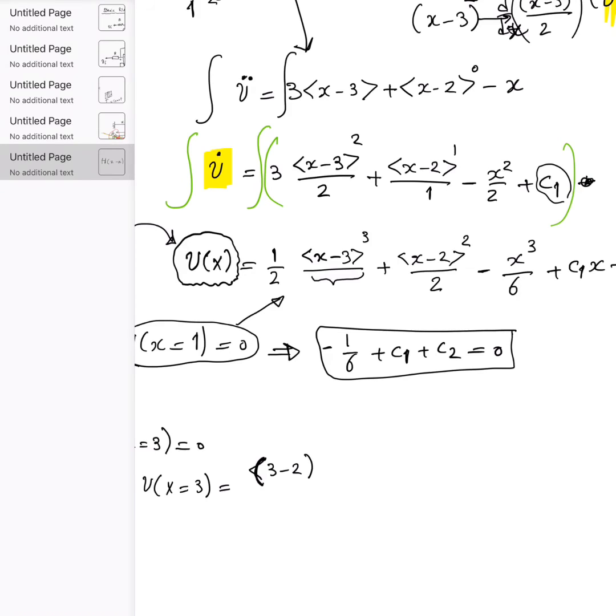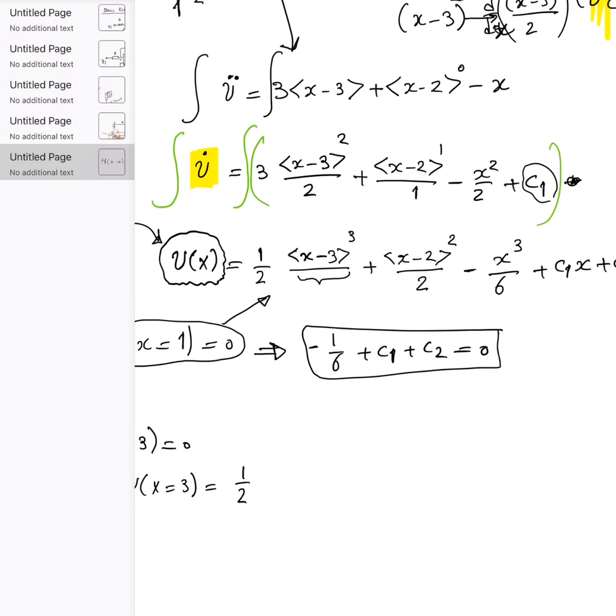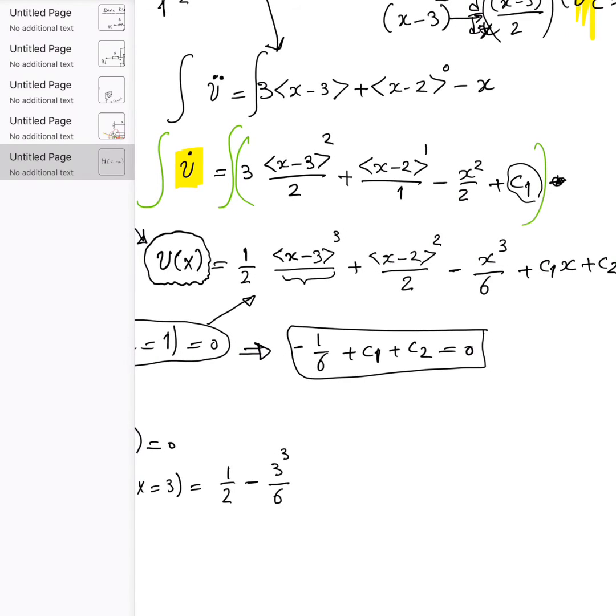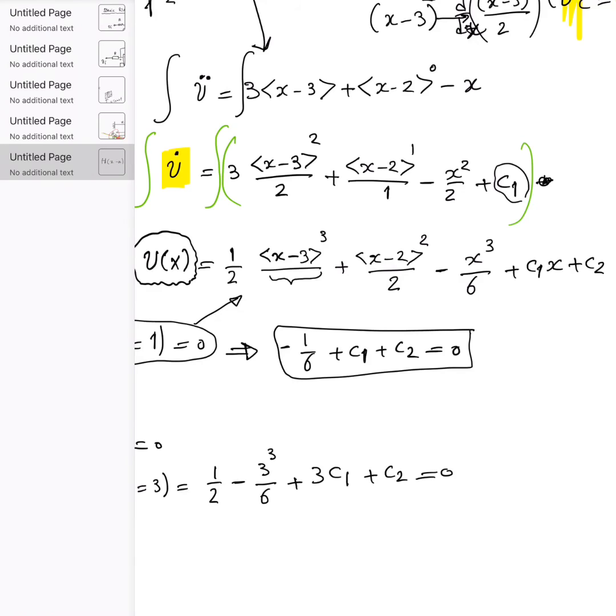(3 − 2) to the second power divided by 2. And what is that? That is simply 1 over 2, or half. So simply, here, I just put 1/2. Okay? So I get 1 over 2. And then the next term, x is 3. So 3 cubed, which is 27, divided by 6, plus C1 times 3, 3C1, plus C2 right here is equal to 0. That's my second equation.